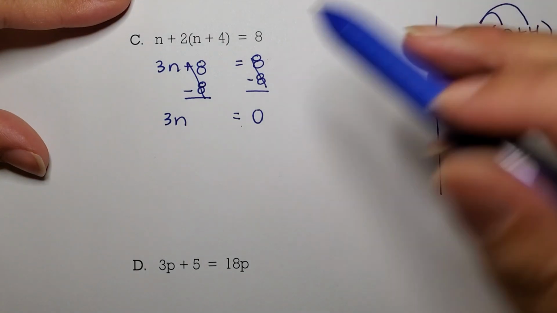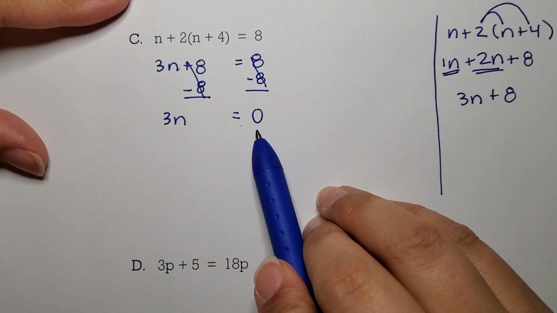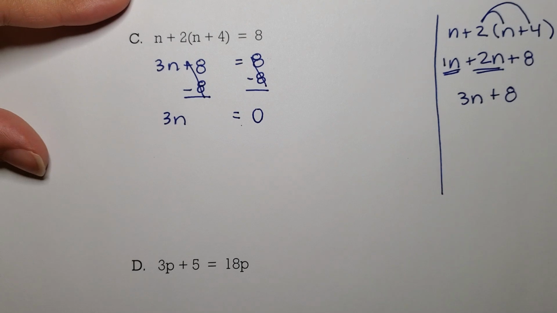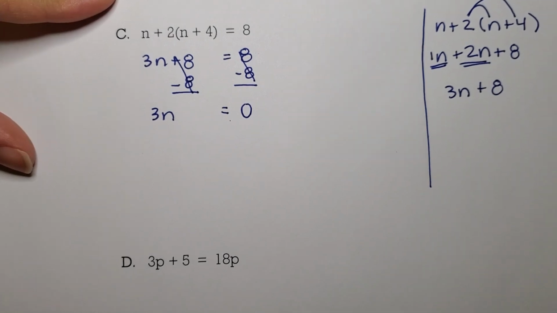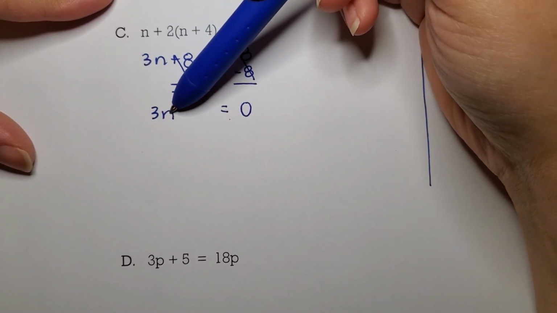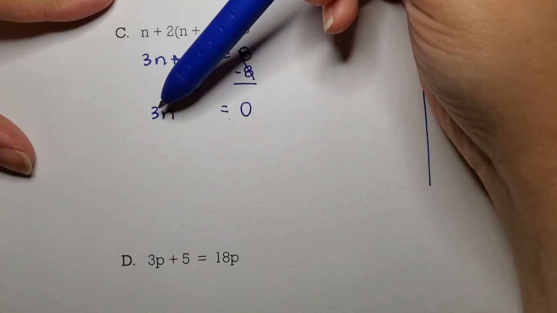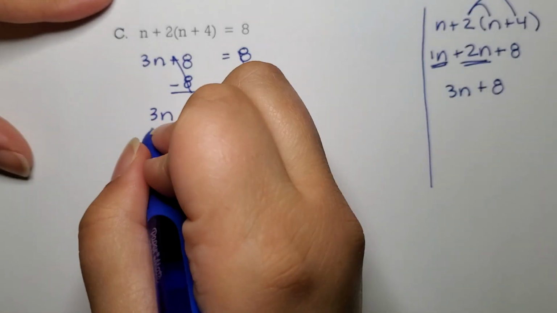Okay, so now I have 3n is 0. I want just n equaling something. So what are we going to do? Well, I have 3 times n is 0. So to undo that times, we're going to divide.